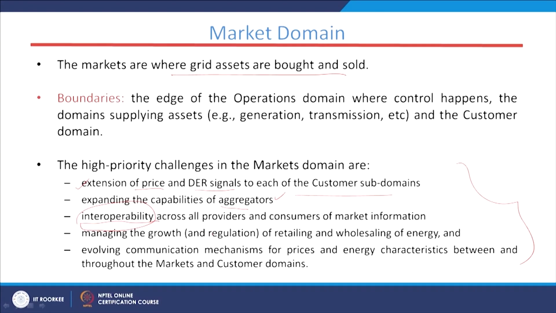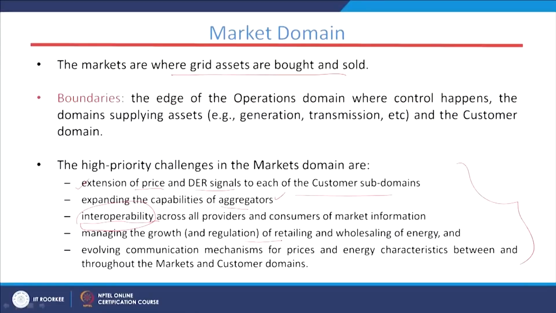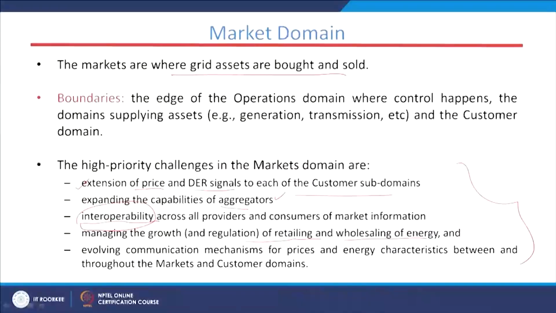What is happening inside the market of the smart grid, the information should flow to every part of the smart grid system. Now, the fourth one is managing the growth and regulation of retailing and wholesaling of energy. This is also important. This is one part of the challenging task as far as the market domain is concerned. And the last one is the communication mechanism for prices and energy characteristics. This is also very important.